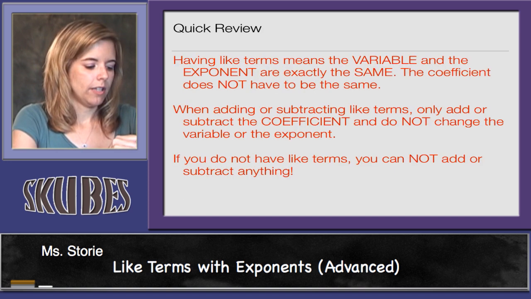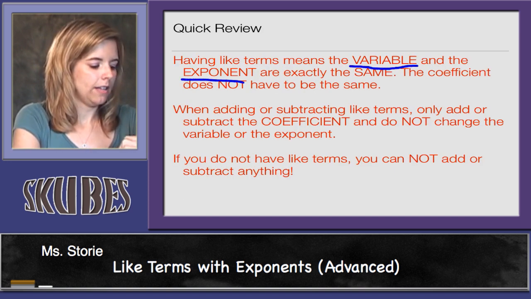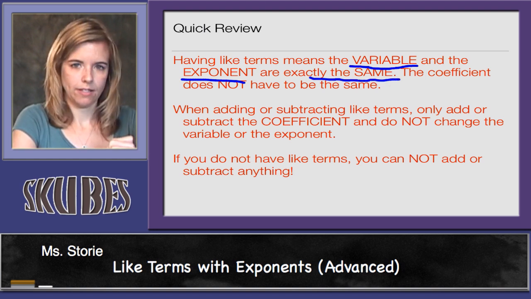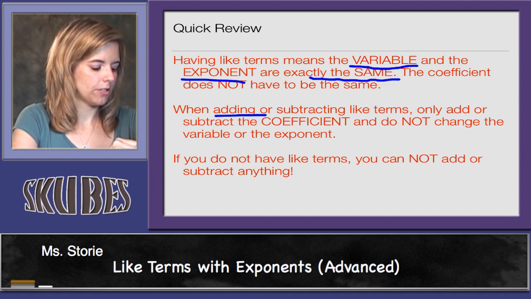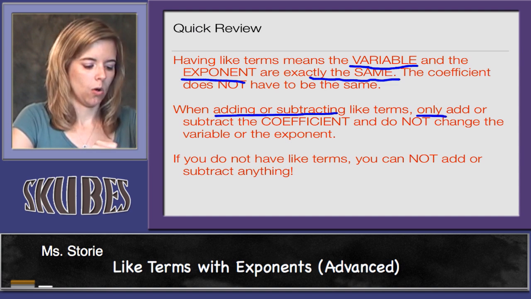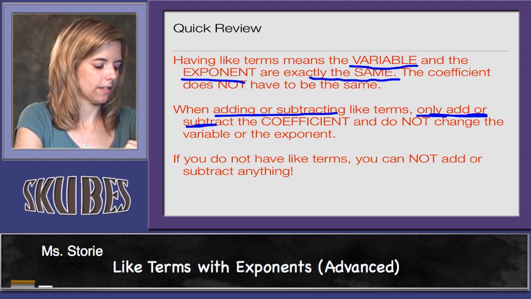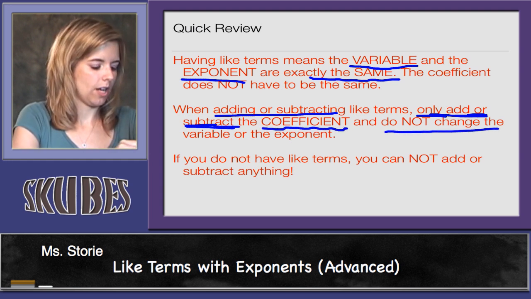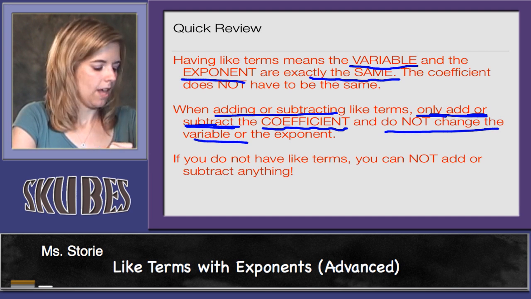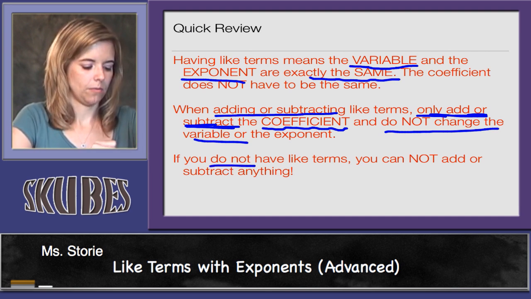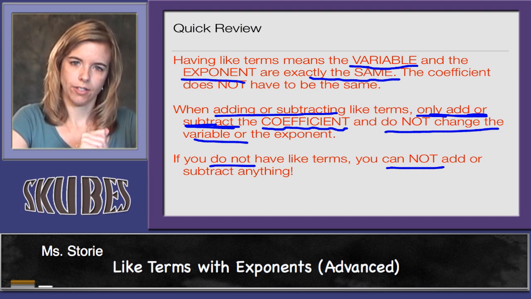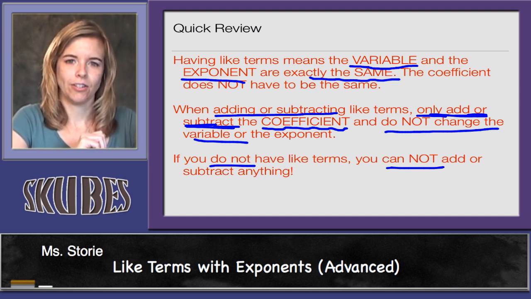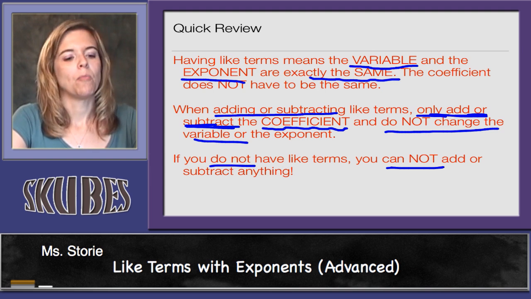Just as a quick review, having like terms means the variable and the exponent are exactly the same. The coefficient does not have to be the same. When you're adding or subtracting like terms, only add or subtract the coefficient. Do not change the variable or the exponent. And if you do not have like terms, you cannot add or subtract. You're just going to rewrite the entire problem and call it a day. And that's it for our lesson on like terms and exponents, a more advanced look.